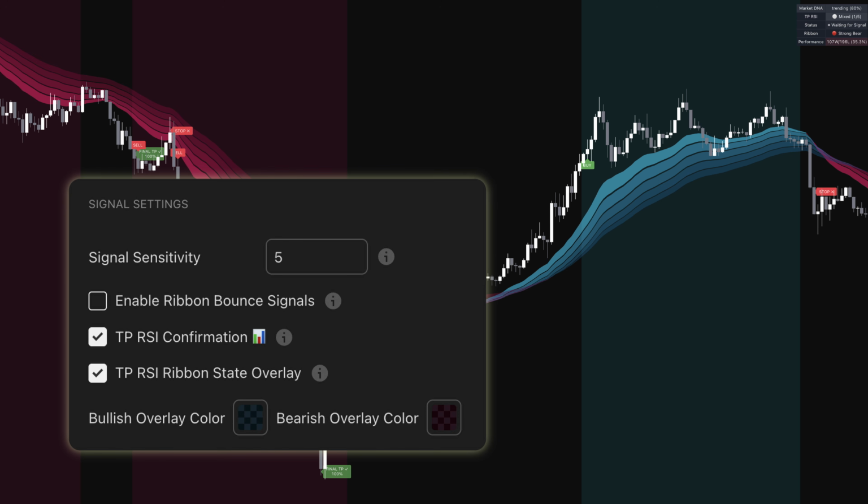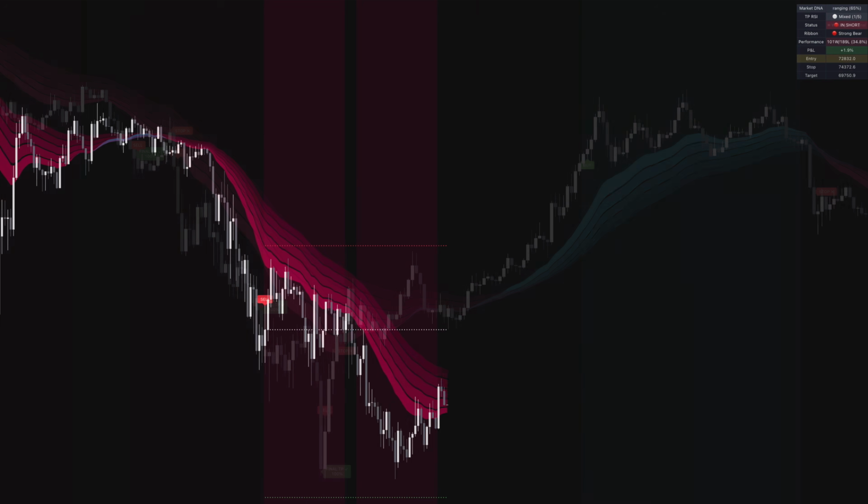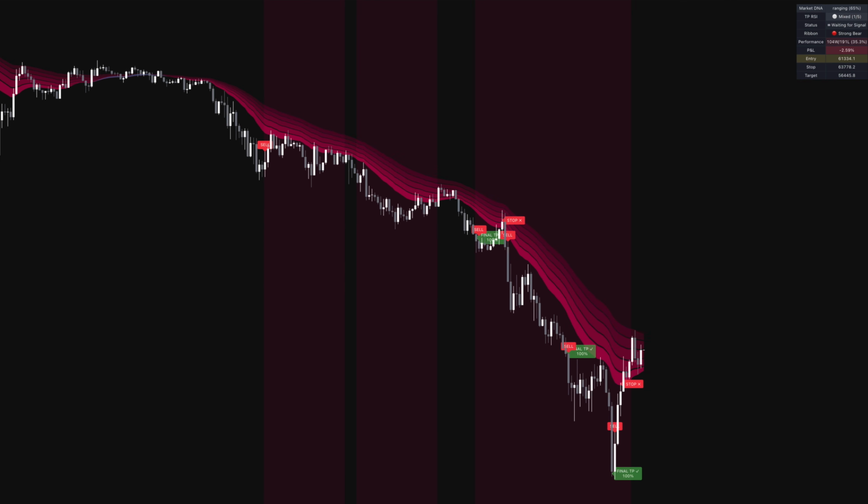RSI overlay. When the RSI ribbon is fully aligned, the background tints to show it. Separate colors for bullish and bearish states. Instant visual confirmation without checking the table. Those are the new additions in 2.1. Now let's go through the rest of the system.